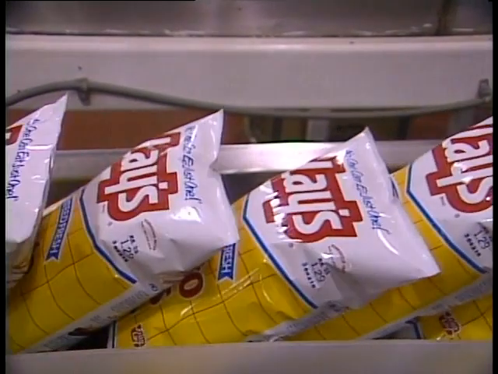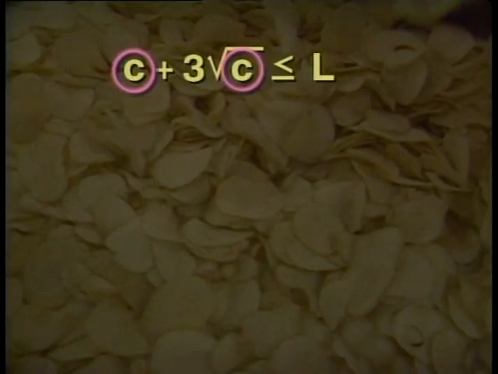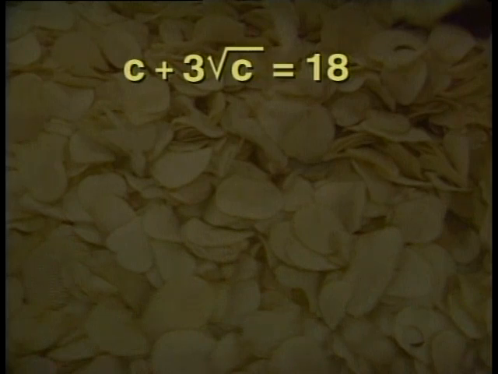An algebraic formula is used to calculate this average. C is the process average, and L is the processing limit. That's the threshold that Frito-Lay sets as unacceptable. In this case, as we saw, the processing limit is 18 bad chips in a bag. Although it doesn't look like it at the moment, this is a quadratic inequality. And as we learned before, the way to solve the inequality is to treat it as an equality.